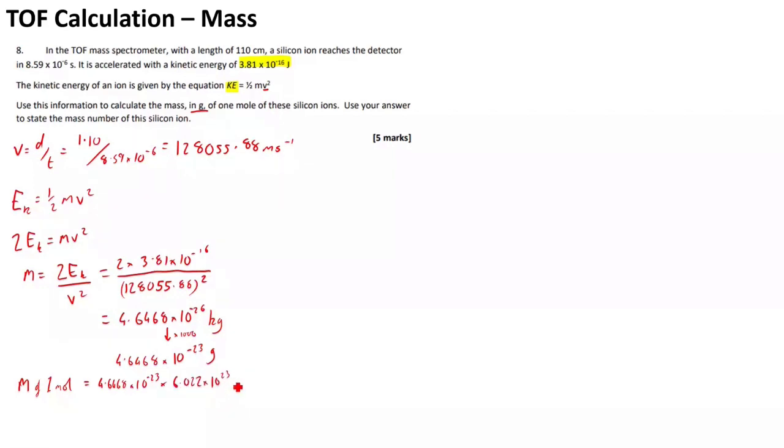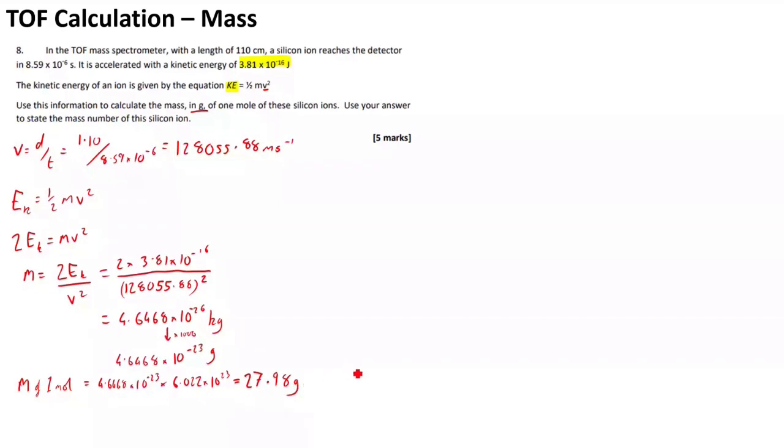It really is worth getting straight in your head what a mole is and what Avogadro's number is, because then you don't have to remember equations, you can actually just logically work it out. So a single mole is going to weigh 27.98 grams. We'll have a mass of 27.98 grams. That's the first part. Then use your answer to state the mass number of this silicon ion.